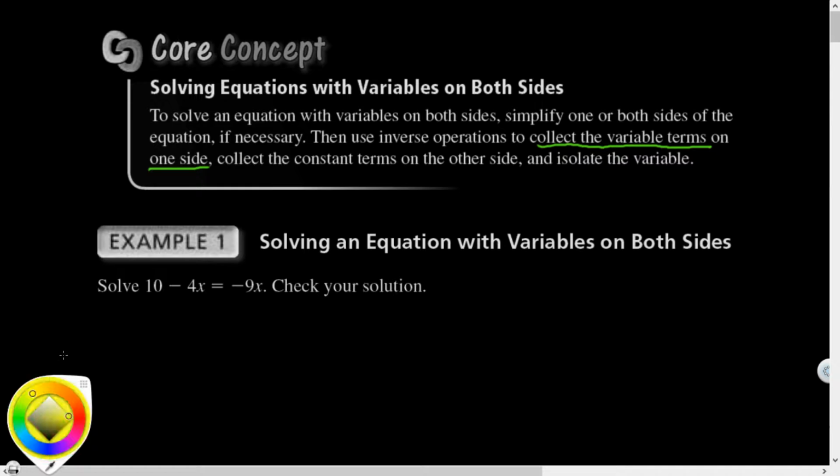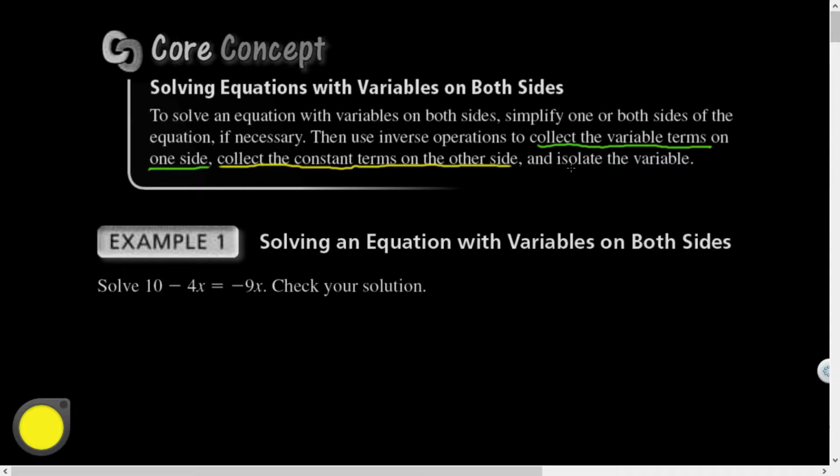Ooh, I didn't even think of saying that. I actually don't even think of that. I think this would be obvious after step one is done. And then isolate the variable. Okay. Which means to get the variable by itself, right?